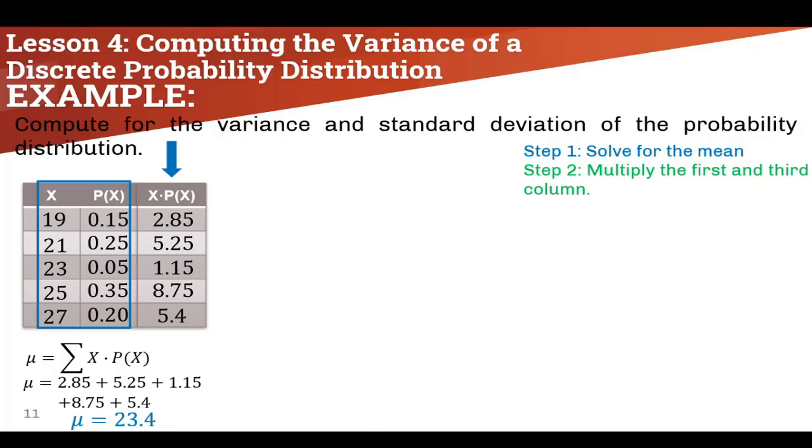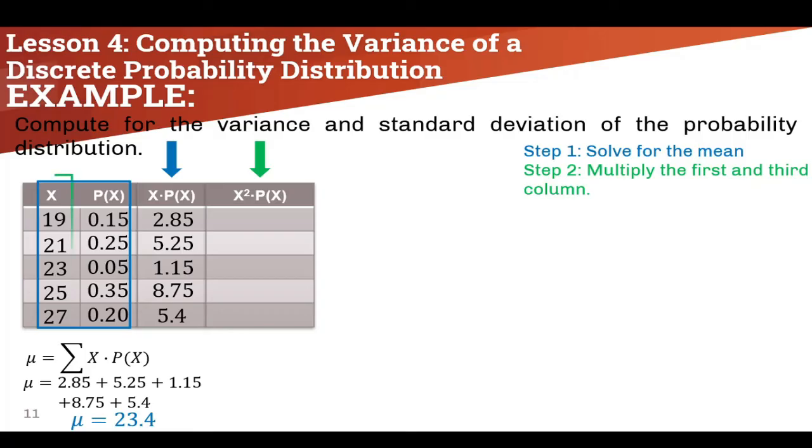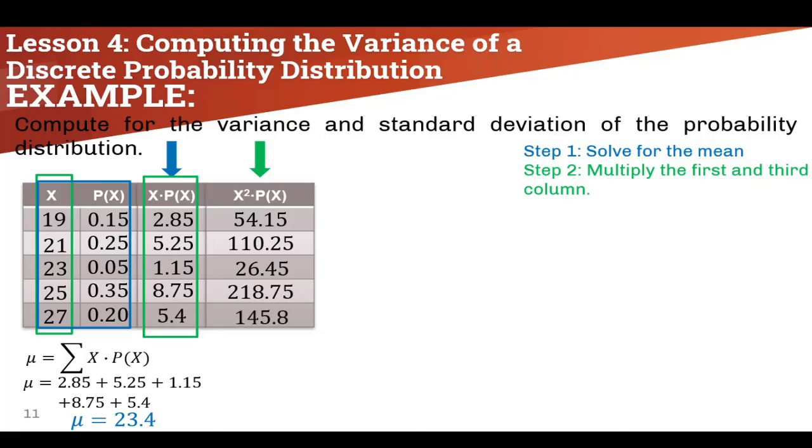Next, we multiply the first and the third column. So, gawa tayo ng fourth column. X squared times px. Pumultiply natin yung first column at yung third column. 19 times 2.85. Very good. 54.15. 21 times 5.25. 110.25. 23 times 1.15. 26.45. 25 times 8.75. 218.75. Then, 27 times 5.4, 145.8.